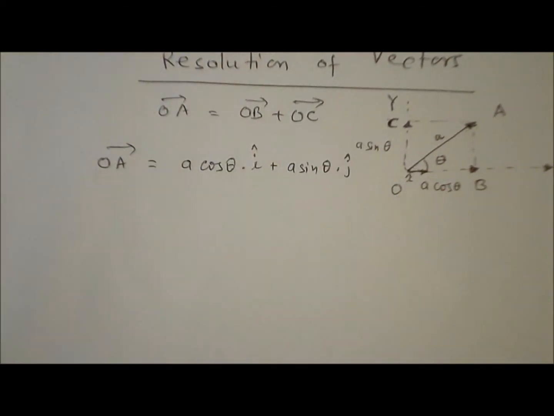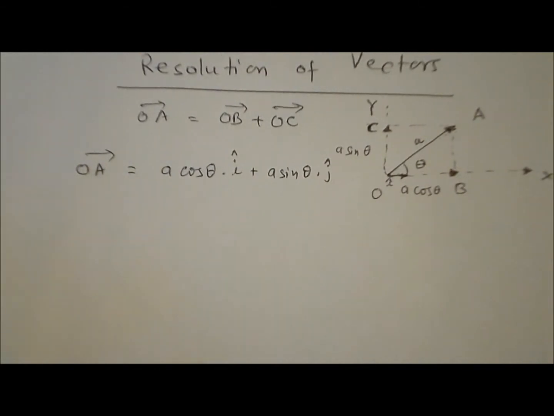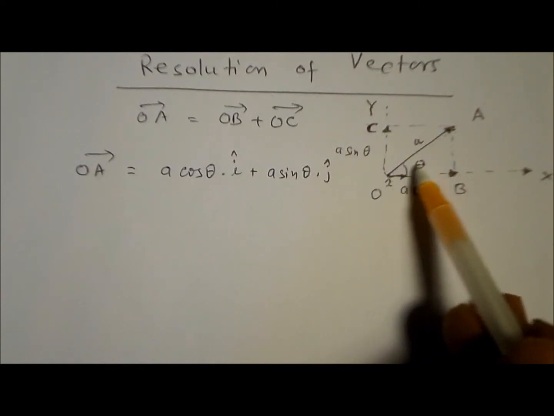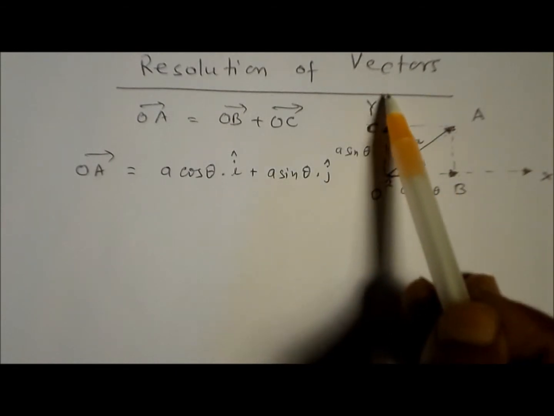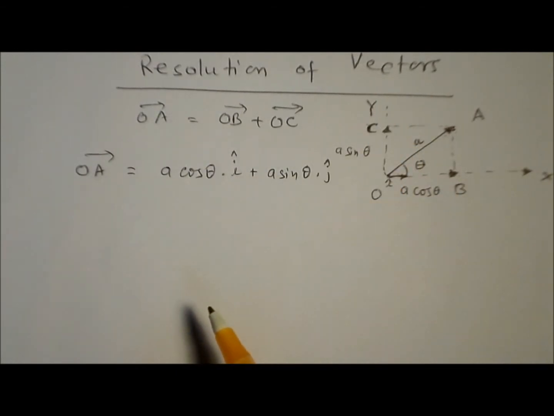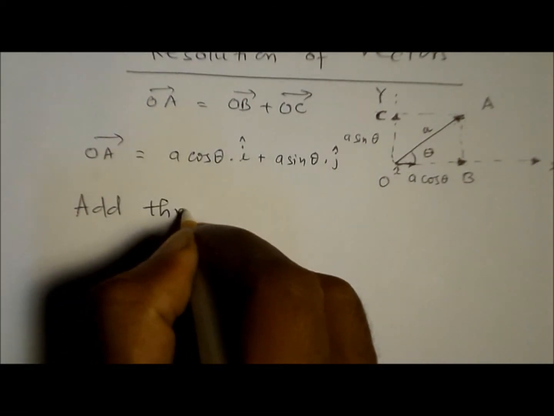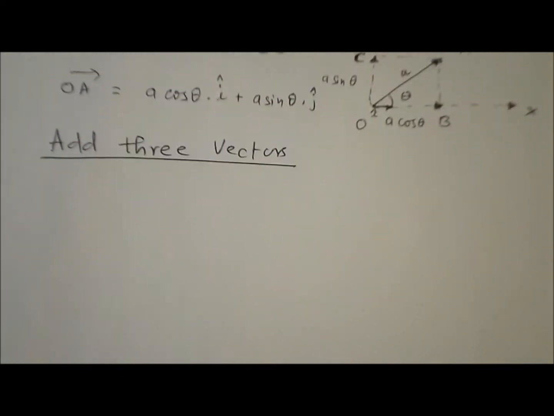What is the use of this resolution? Very good question. It's also not necessary that you resolve only in the x and y perpendicular directions. You can resolve it in any two directions that you want to. Any vector can be expressed as a sum of two vectors. But resolution along the x and y perpendicular axes provides some practical benefits in addition of two vectors or more than two vectors. How do we add? Let's see how we add three vectors using the resolution of vectors.